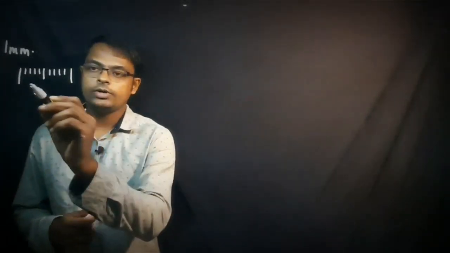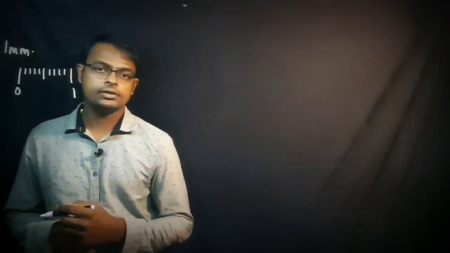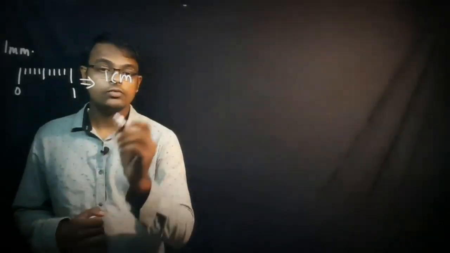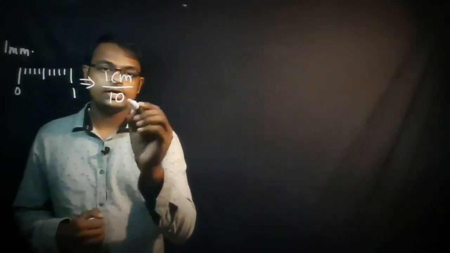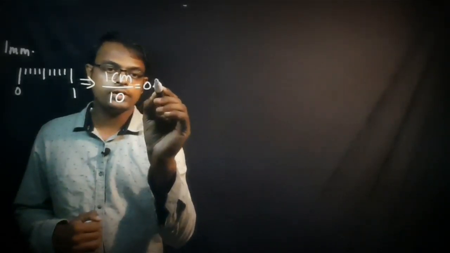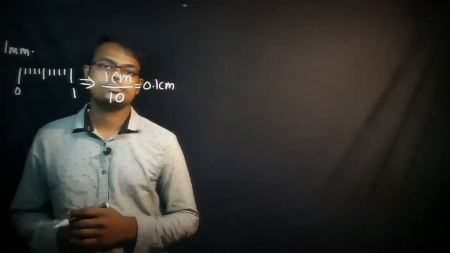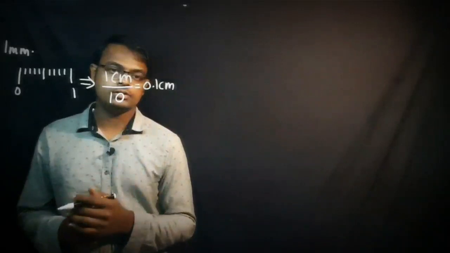How many divisions are there? 1, 2, 3, 4, 5, 6, 7, 8, 9, 10. 10 divisions are there, maybe starting with 0, and maybe this one is 1 centimeter. So what is the least count? How can you calculate here? 10 divisions value is equal to 1 centimeter. So what is the value of one small division? We can write 1 centimeter divided by 10 divisions, that is equal to 0.1 centimeter.